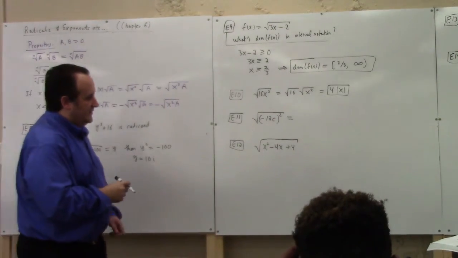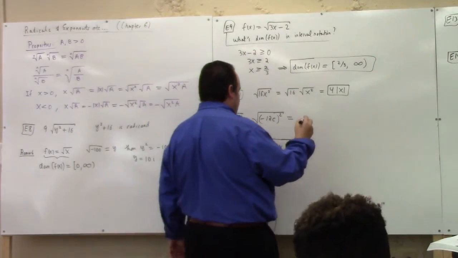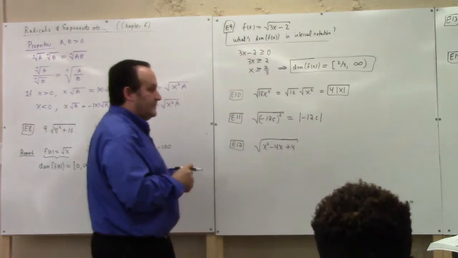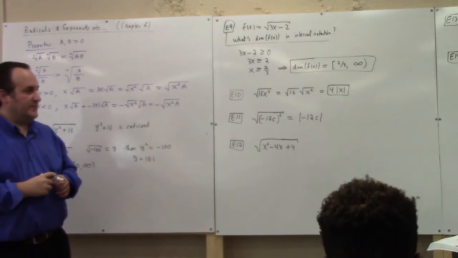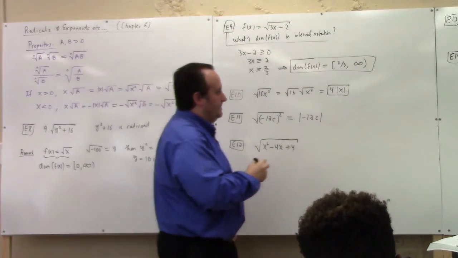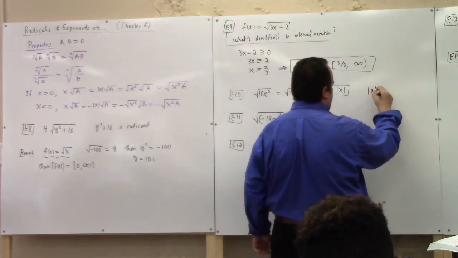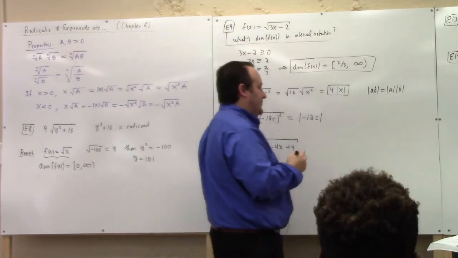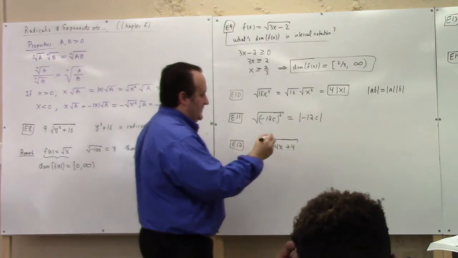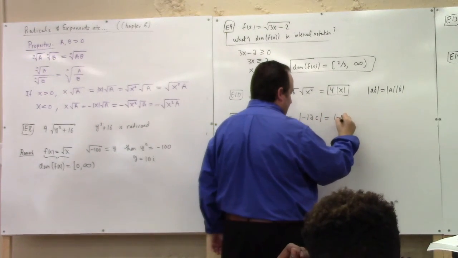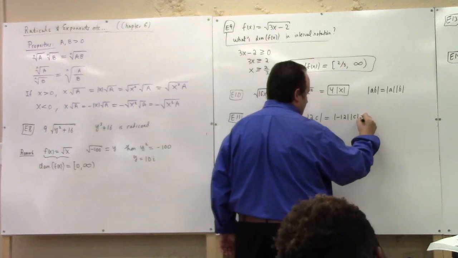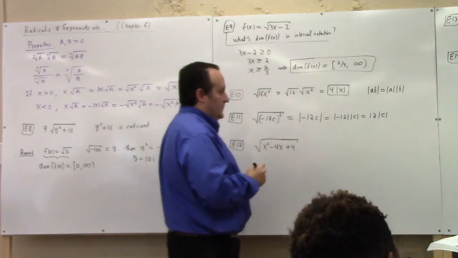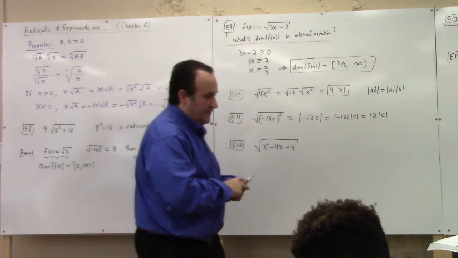Next, this is the absolute value of minus 12c. What are the properties of absolute value? Do you guys remember? Like absolute value of AB is absolute value of A times absolute value of B. That's a property of absolute value, right? So this is absolute value of minus 12 times absolute value of C, which you already were telling me was 12 times absolute value of C, right? Very good. Got it?